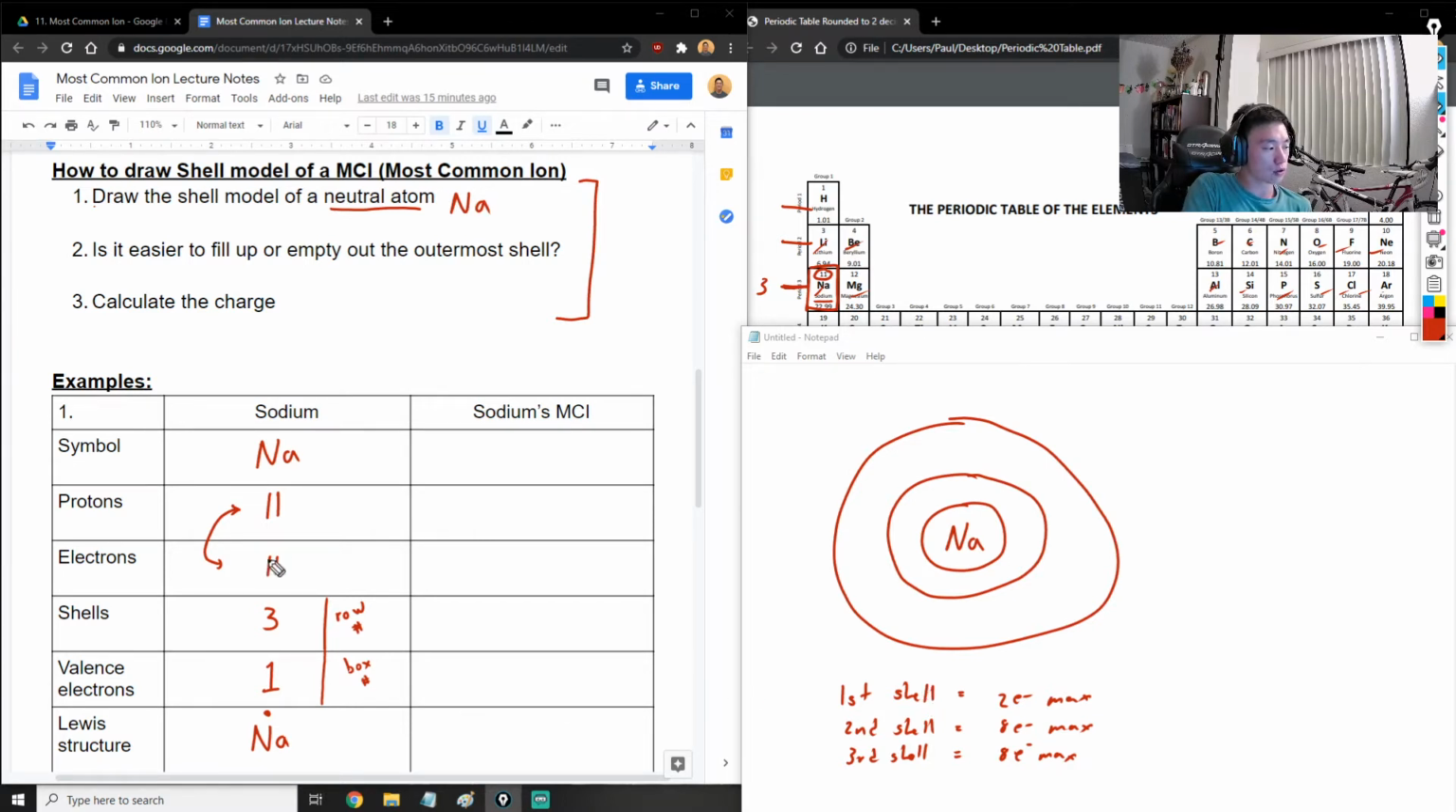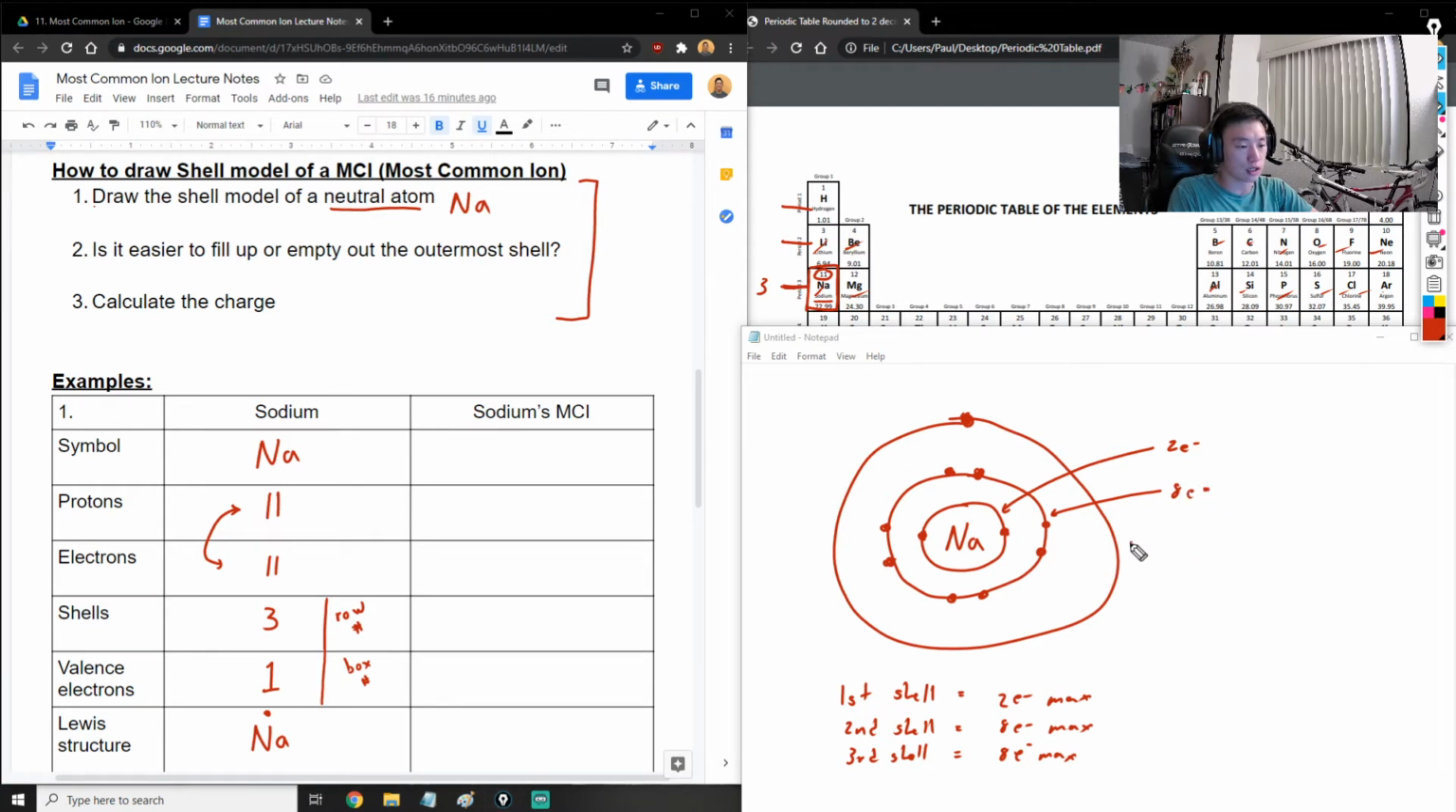So all we're going to do now is draw these 11 electrons. We'll start from the inside out. So we have 1, 2, 3, 4, 5, 6, 7, 8, 9, 10, and 11. Okay, so if we look at this first shell right here, this first shell is happy because it has 2 electrons. It's holding the max. The second shell right here, it's holding, if you count, 8. So this shell is happy because it's stable.